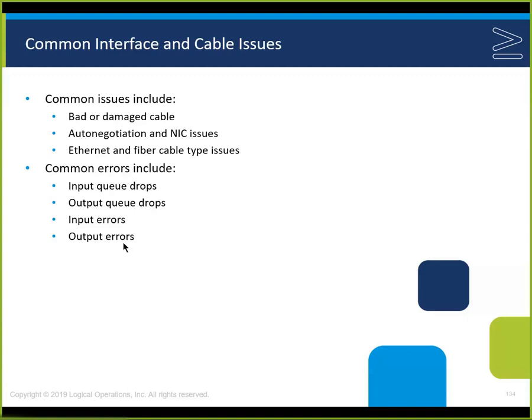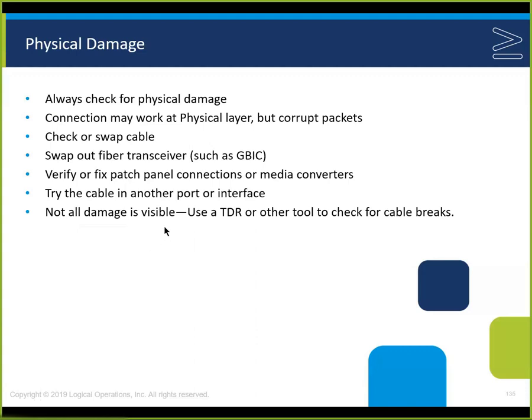Ether and fiber issues. Errors, drop errors here, the Q errors, the input Qs, the input errors, the output errors. Usually going to be a busy network, too much traffic coming in, bad cable, interference on the cable, causing errors on the data packets that we get for these things. Physical damage, check for them, swap the cable. What's the quickest way to check it?